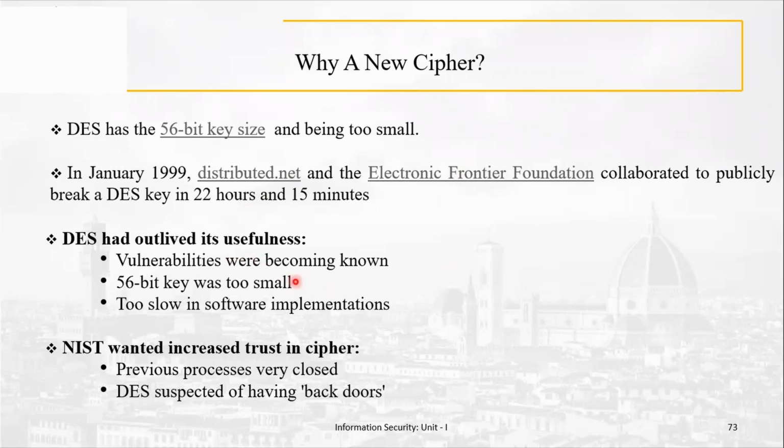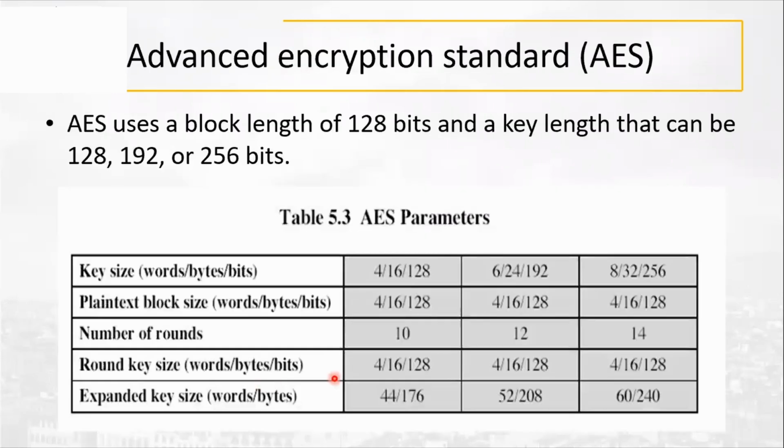DES. Now, the problem was the 56-bit key. It's a very small key for encryption in that era. So that is the one that has to be solved. So NIST again did the same thing. They got the tender, and the new encryption standard was developed. That is the Advanced Encryption Standard.